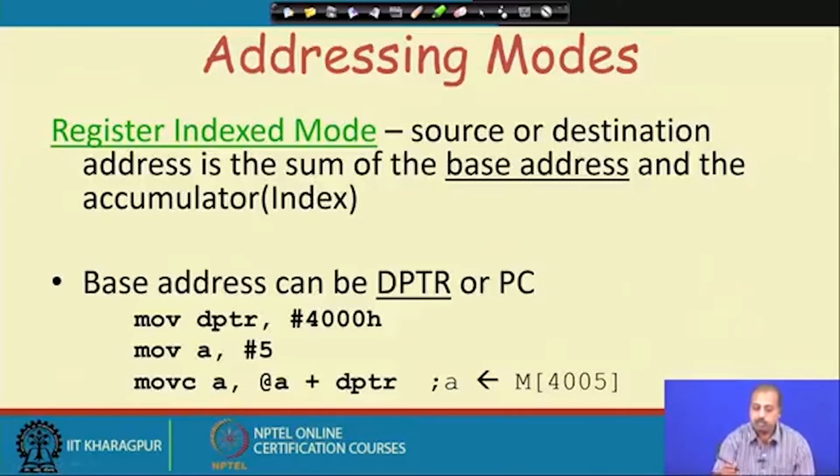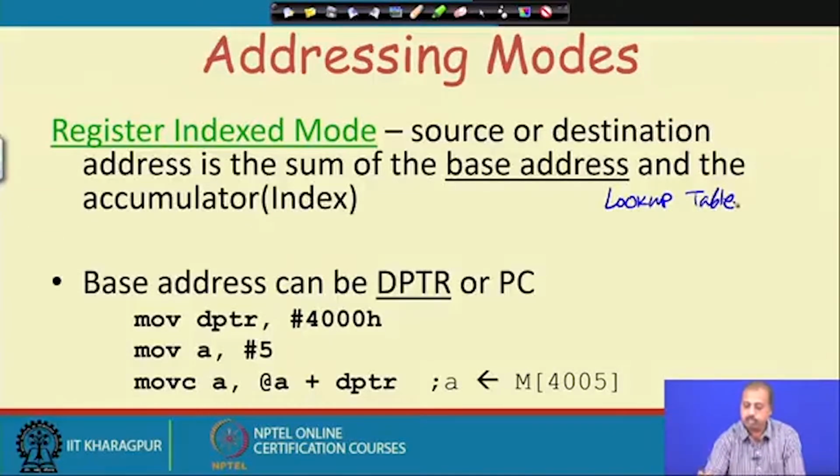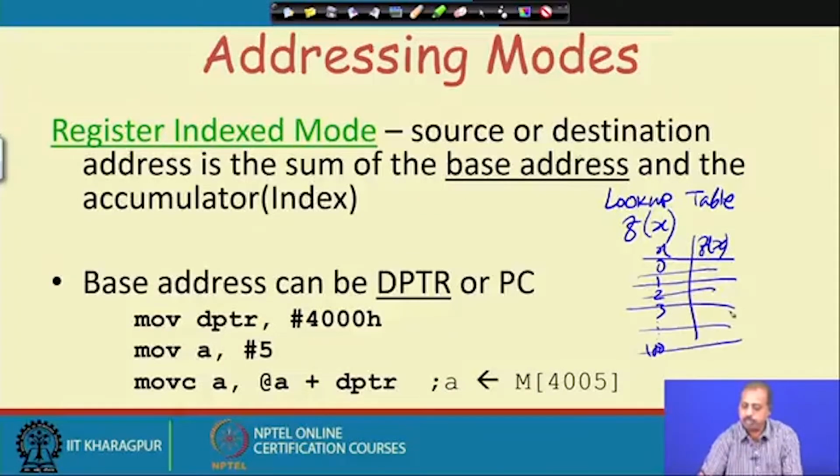Whenever we have a lookup table, maybe we have some function f(x), and for different values of x we have a table. This is the x and this is the f(x). So, this is 0, 1, 2, 3, up to some value, say up to 100. We have computed the values and those values are stored, so these are the different values.